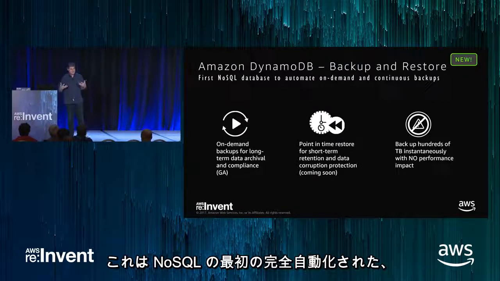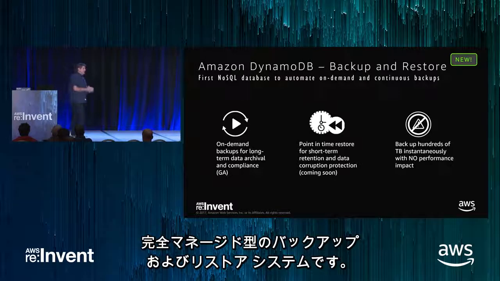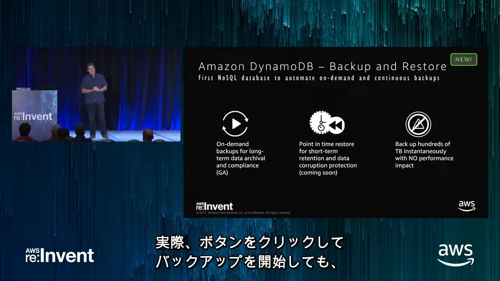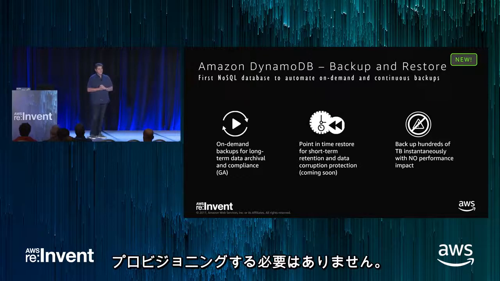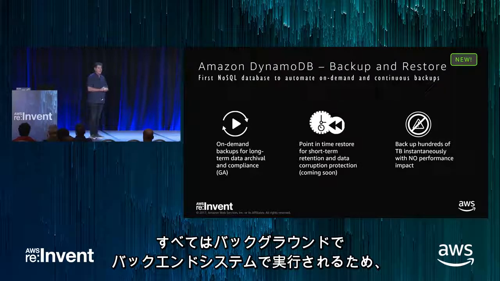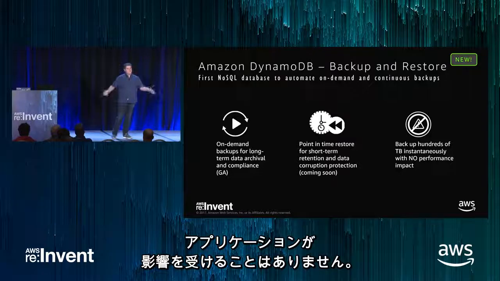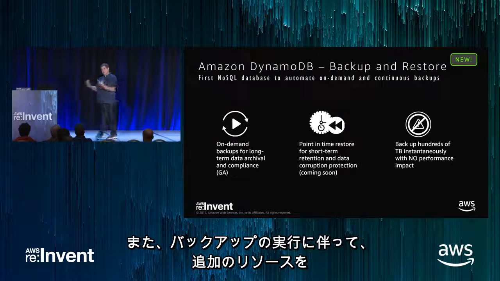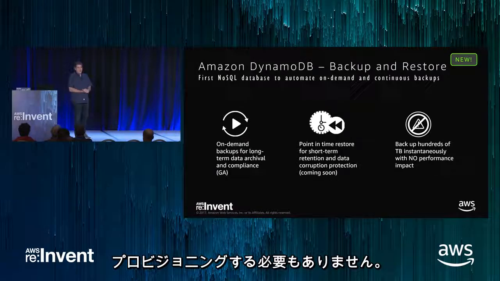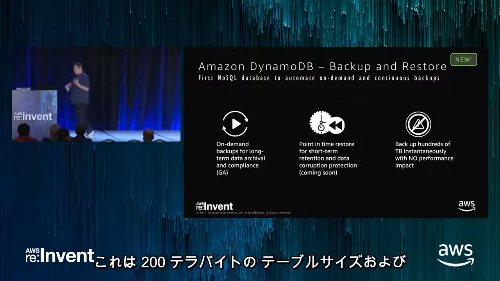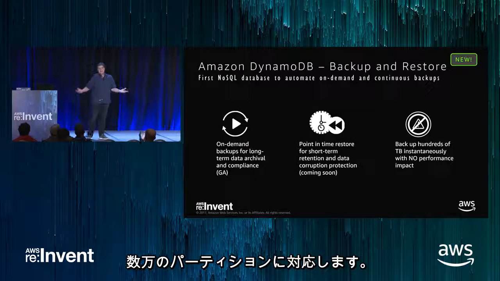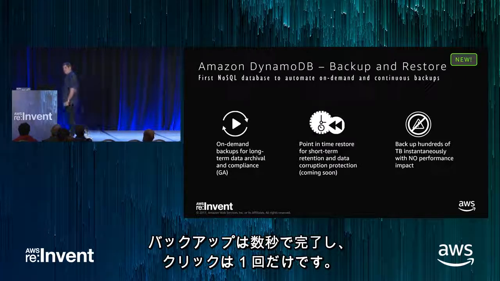This is the first really NoSQL fully automated, fully managed backup and restore system out there. And the fact is, when you click on that button to do the backup, you will not notice that there's a backup running on your table. You don't have to go and provision extra reads because there's a backup running. All of that happens in the background in the backend system. So your application is not impacted by the fact that there's a backup going on. And you don't have to go provision extra resources because there's a backup going on. So you can actually go and click and make backups and keep them for as long as you want. And this is really for a table that may be 200 terabytes and has tens of thousands of partitions, and you get a backup within a few seconds, with one click.